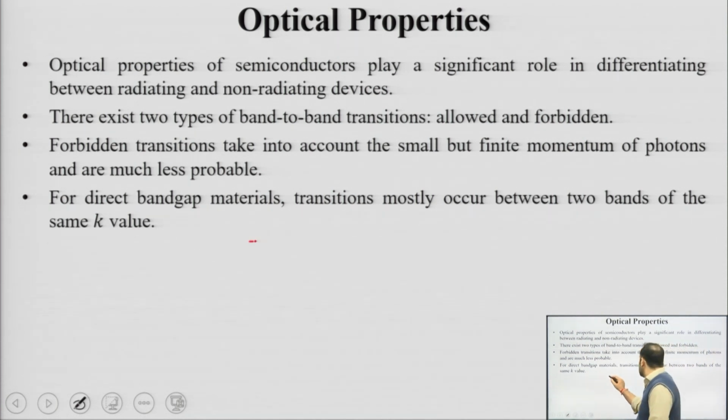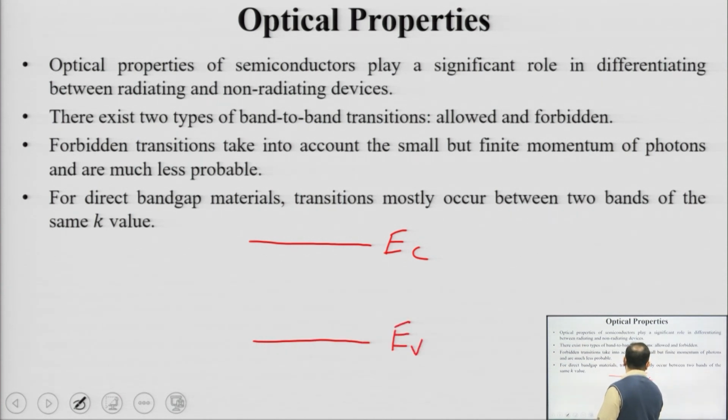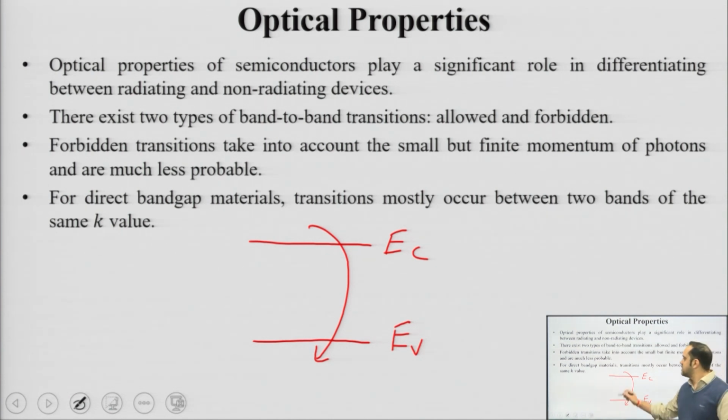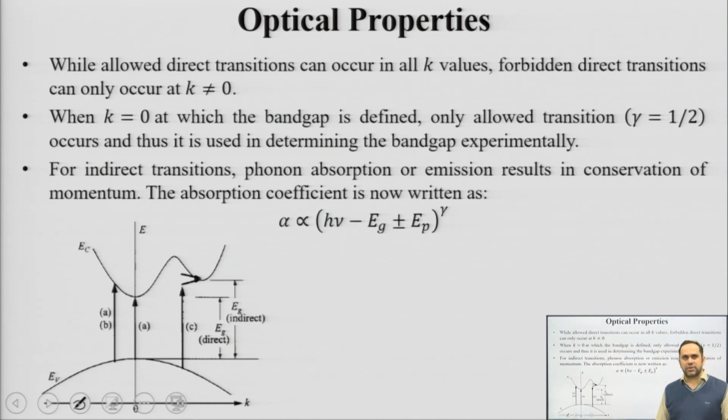So, if an electron is at EC, it makes a transition back to the valence band. If it does not lose any momentum, it dissipates energy in the form of light, and since k, the wave number, is a measure of momentum, you can say that the value of momentum remains the same at EC and EV. This is a direct semiconductor, it releases light. This forms the basis of a light emitting diode. So, direct transition can occur at all values of k.